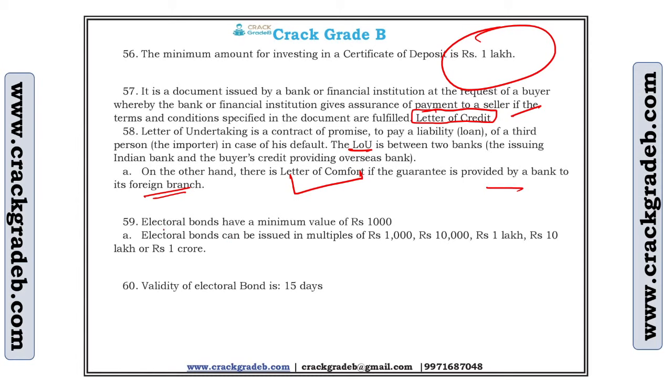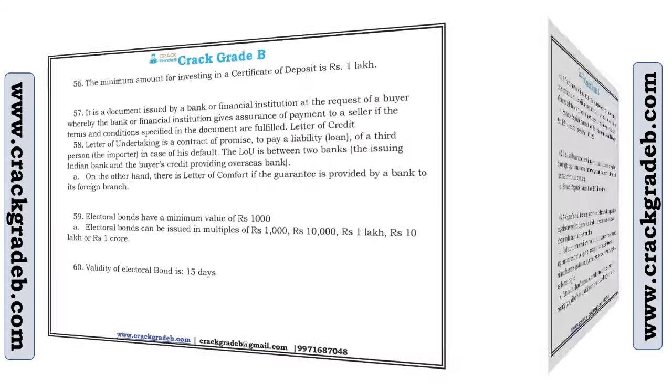Now, an electoral bond has a minimum value of rupees 1000. An electoral bond can be issued in multiples of 1000, 10,000, 1 lakh, 10 lakh or rupees 1 crore. The validity of the electoral bond is 15 days. 15 दिन में पैसा नहीं मिला तो जाएगा वो पैसा. This is something to remember.